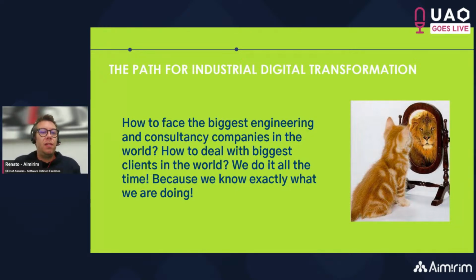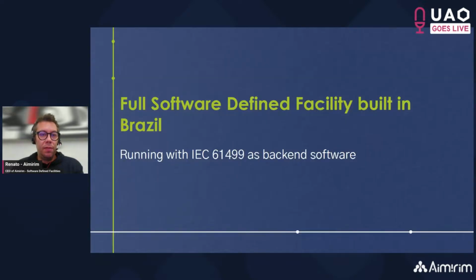So what is the path for industrial digital transformation? So how to face the biggest engineering and consultancy companies in the world? So how to deal with the biggest clients in the world? We do it all the time, okay? So we know exactly what we're doing, and thanks to the 61499 that could make it happen to us.